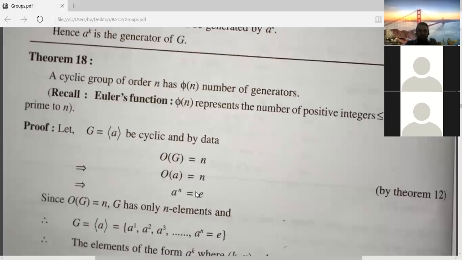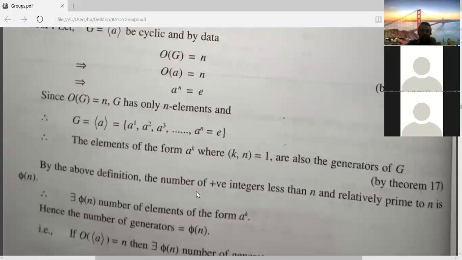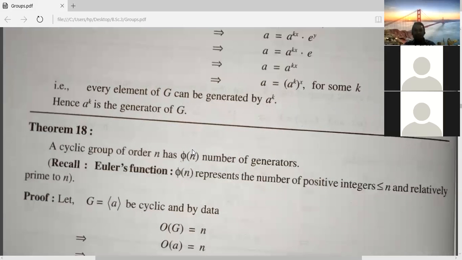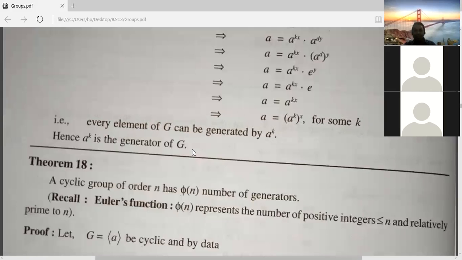Now the next one, here you should see Euler's function. A cyclic group of order n has phi of n number of generators. What is meant by phi of n? Euler's function is the phi of n, and phi of n represents the number of positive integers less than n and relatively prime to n. That is called Euler's phi function. That is phi of n.